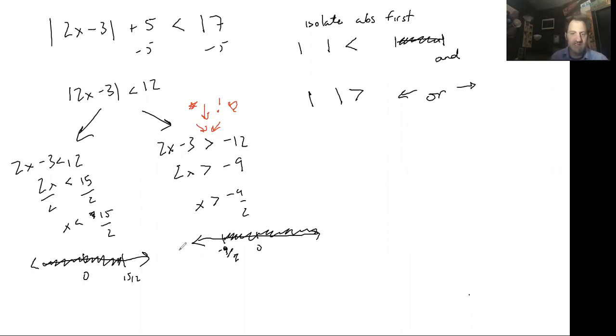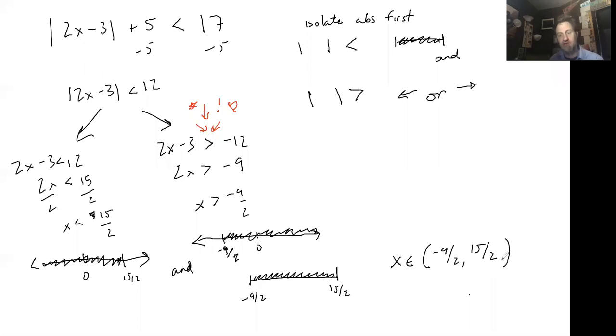But anyways, this is an and statement because the absolute value is less than, so that's the first case. And so we have going from -9 halves up to 15 halves is my kind of solution zone. So in other words, if I go to interval notation, x has to be something that's bigger than -9 halves, but less than 15 halves. So that would be my solution in interval notation.